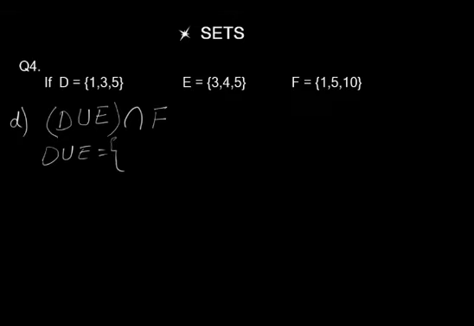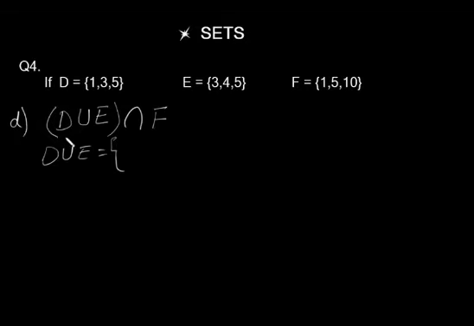Question number 3 is almost similar to question number 2. So we're doing question number 4, part D. Parts A, B and C are absolutely like the previous one, so even if you do parts D, E, F and onward, you will understand parts A, B, C. In part D, we have to calculate D union E, and then intersection with F.